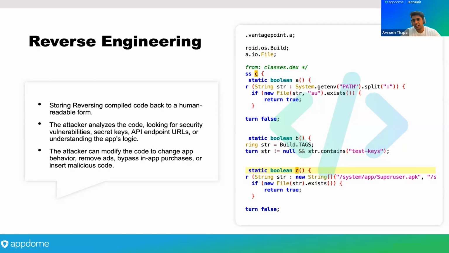If there are any protections implemented, then I can see how they are implemented and what sort of things they are checking for. For example, in this particular screenshot, the last block of the code says that the application is trying to look for superuser.apk. So if it finds superuser.apk, it means the application is running on a rooted device.